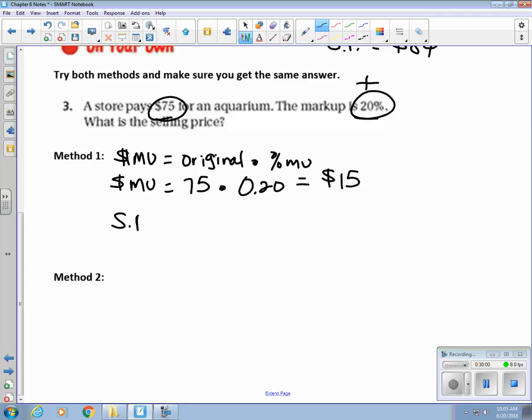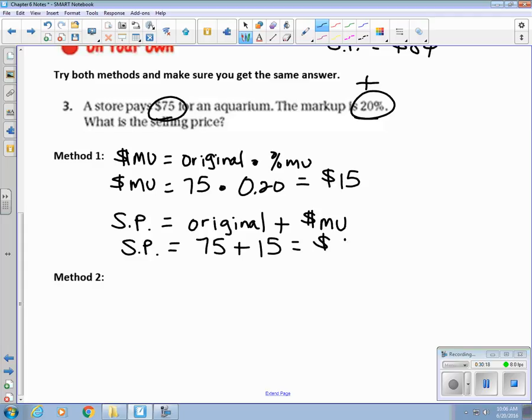So the selling price would be equal to the original amount paid by the store plus the dollar markup, which is what we just figured out. So the selling price is equal to the $75 original price plus the $15 markup, which is equal to $90 selling price. All right, so that's method number one.